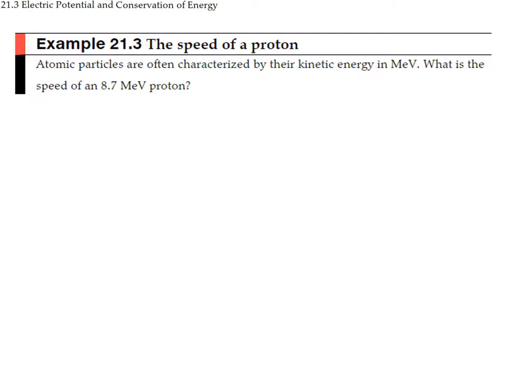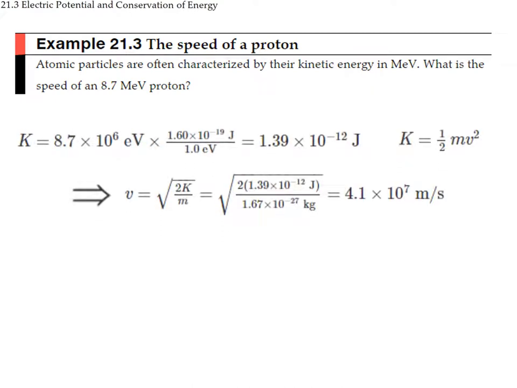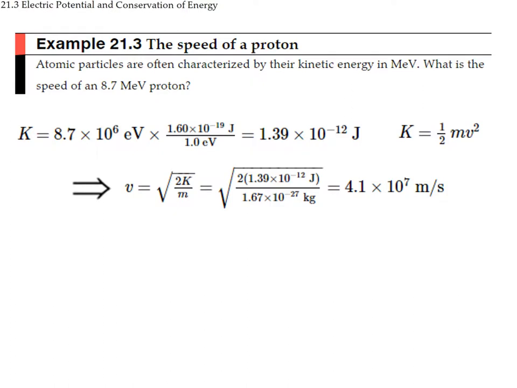Another numerical problem. Atomic particles are characterized by the kinetic energy in MeV. What is the speed of an 8.7 MeV proton? Well, what we have to do is translate that into joules, and then from there get the answer in meters per second. So we go from electron volts to joules by multiplying by this factor. So we end up with joules, and we know that this is the kinetic energy. So the kinetic energy is 1/2 mv squared. We solve for v, so it's going to be twice the kinetic energy divided by the mass, and then we take the square root. You plug in the kinetic energy here, the mass of the proton, and you get 41 million meters per second.